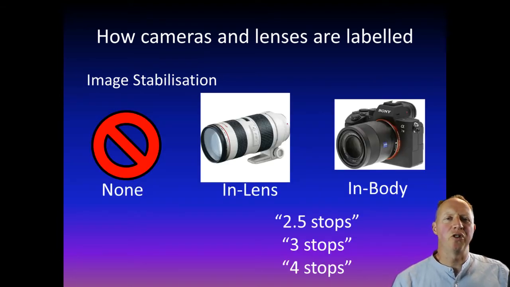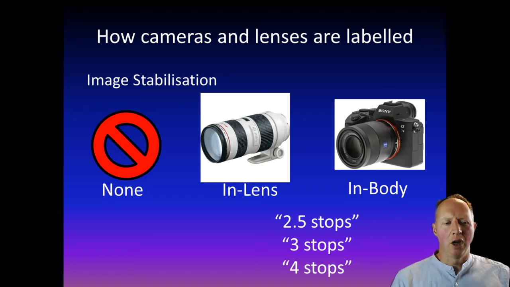Okay, cameras or lenses, depending on the manufacturer, may be labelled with image stabilisation. Some manufacturers like Sony and Pentax have stabilisation in the body, while others like Nikon and Canon have the stabilisation in the lens. What that does is compensate for any shake that happens while you're taking the picture.